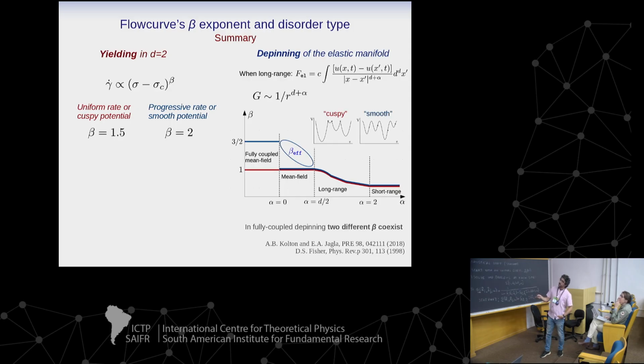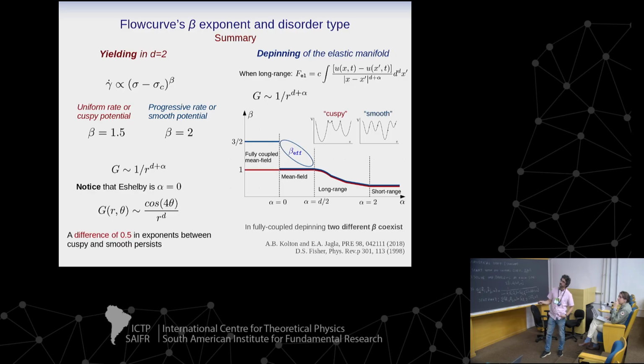Now we have yielding, and we clearly have 2 values. And remember, how is the Eshelby propagator? It is 1 over r to the d, so it's the case of alpha equals 0. So basically we are in the case of alpha equals 0, and we have 2 values of beta. This is compatible with the fully connected mean field pinning. Exponents are different because propagators are different. This one has positive and negative kicks, this is purely positive. But anyhow, a difference of 0.5 between the 2 exponents is seen in both cases.